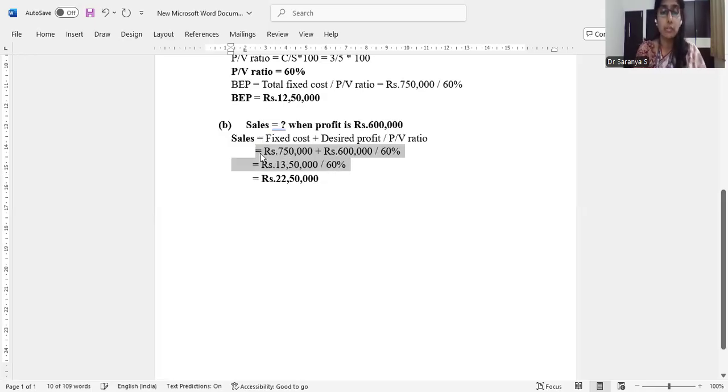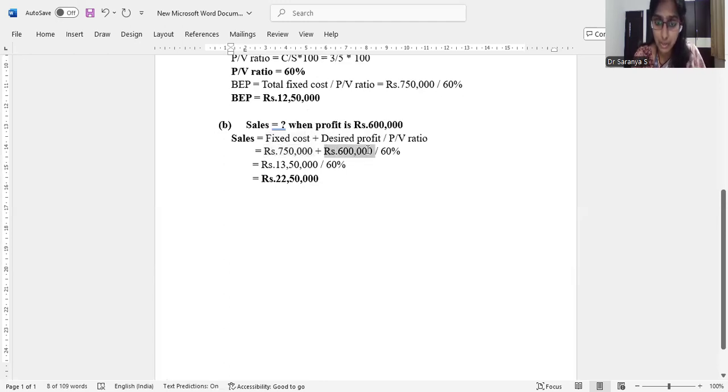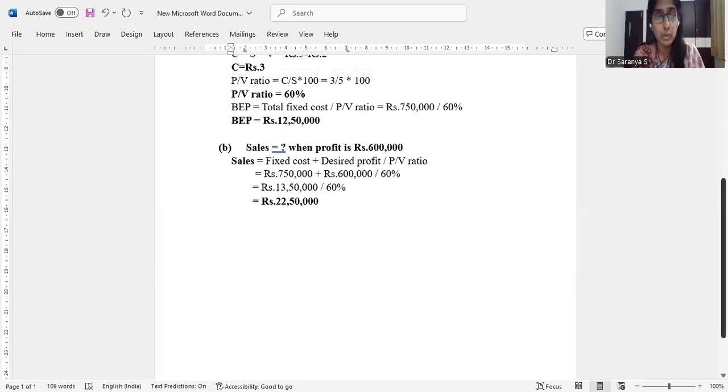Okay, so this is how we have to find out the sales. We have to determine the sales when profit is given as 6 lakh rupees. When the desired profit is 6 lakh, what will be the sales amount? We have the formula here: fixed cost plus desired profit, whole divided by PV ratio. Fixed cost is given in the question, desired profit is given in the adjustment, 6 lakh rupees. By PV ratio, we have done the calculation in the previous step as 60 percent. So we got 22 lakh 50,000.